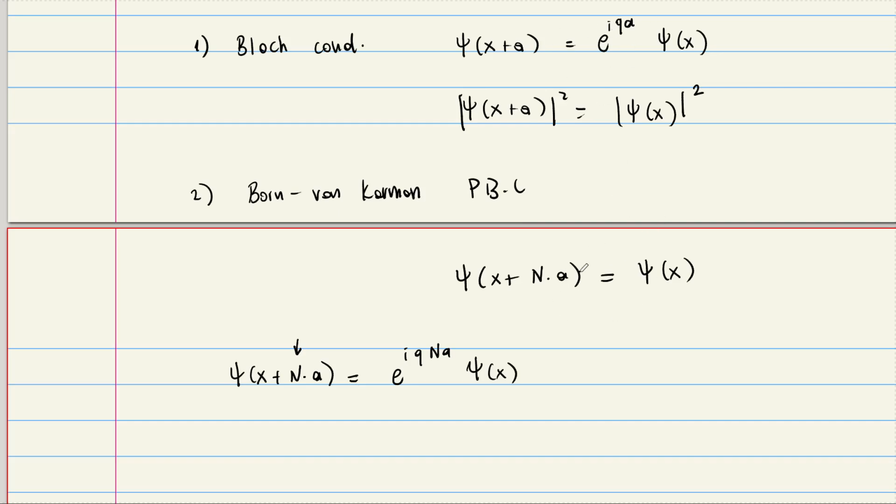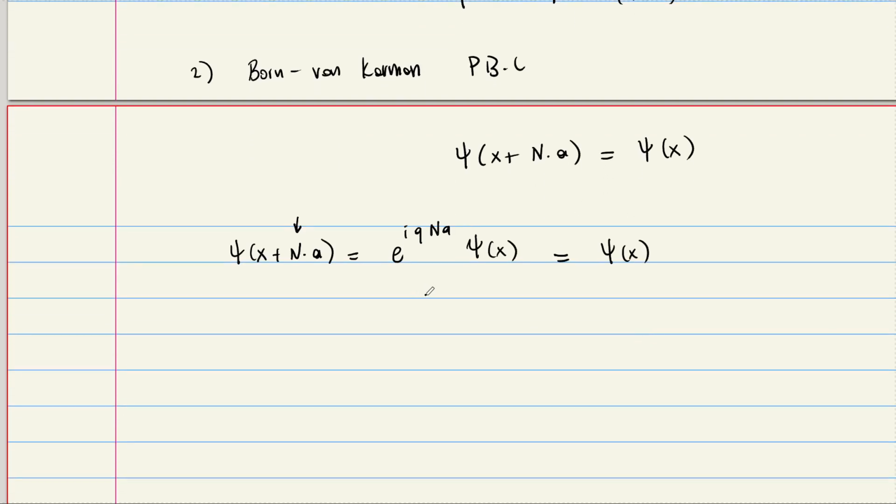And now I'm going to use the second condition. The second condition says this is equal to psi of x. And for this to be true, this thing should be 1. Right? If this thing is 1, we can say this q times n times a should be 2 pi times some integer n. And from here I found this q to be 2 pi over a times n over N.